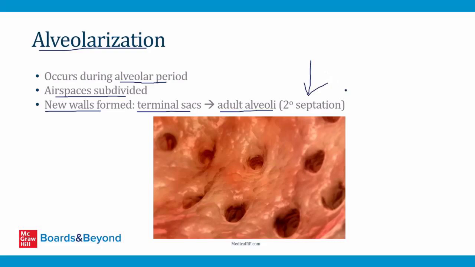So primary septation, which is when the first walls form, occurs during the saccular period like we talked about before. During the alveolar period, you get secondary septation, which means additional walls are forming. Those sacs are being divided into smaller and smaller multiple alveoli. That provides more surface area so that in the adult you can maximize gas exchange.